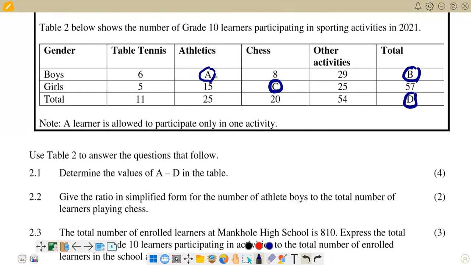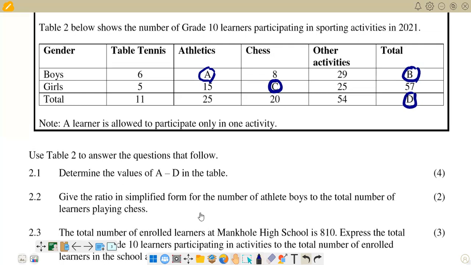Remember, to find our A, we cannot go horizontally, saying 6 plus A plus 8 plus 29 equals B, because we have two unknowns there. We don't have A, we don't have B, so we cannot find the value of A. So we go vertically down, whereby we are saying A plus 15 will give us 25. In that way, we can find the value of A. So on 2.1, for the value of A, we are going to use that scenario.